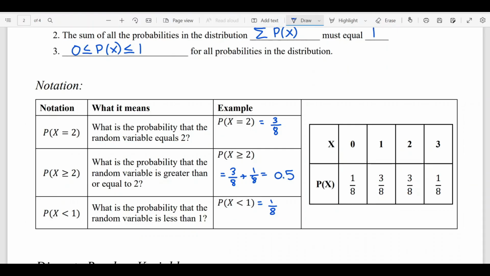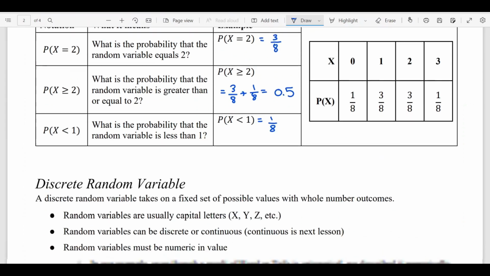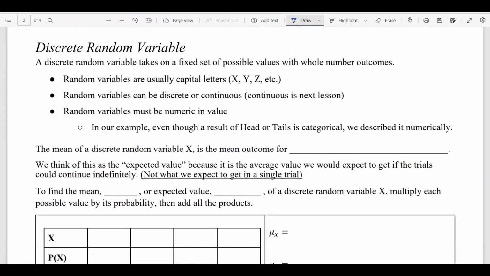Now, what we just worked with, our coin tosses, are called discrete random variables. Okay? So here's the thing about discrete random variables. A discrete random variable takes on a fixed possible set of values, and they only have whole number outcomes. You can have positive and negative outcomes, but only whole number outcomes. The random variables are usually the capital letters, like I said, X being the most common, Y, Z, G, B, I mean, any capital letter.